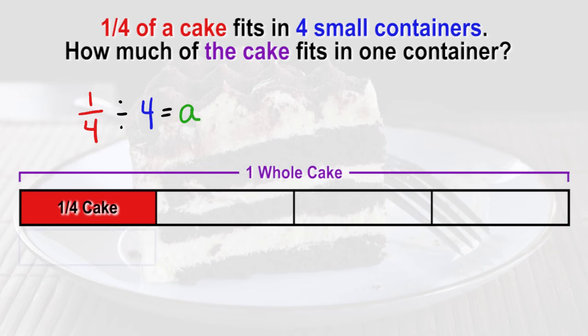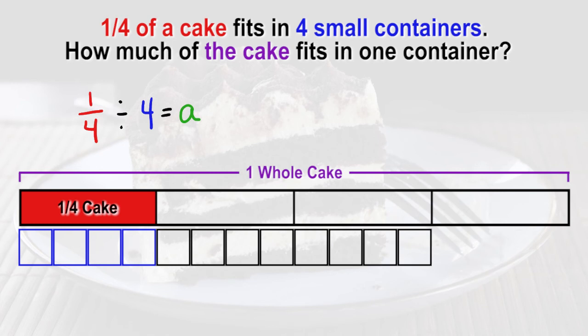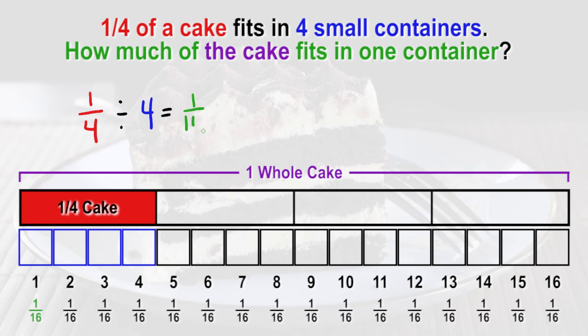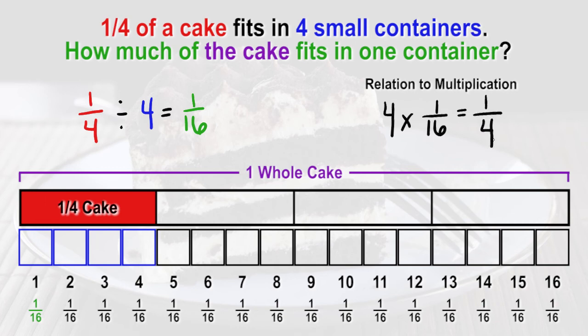Model this step by drawing a rectangle below the 1/4 section and divide the rectangle into fourths to show the 4 containers. In order to find out how many containers are needed to fit the whole cake, duplicate the bottom rectangle 3 more times until it matches with the whole cake. There are a total of 16 containers, so 1 container fits 1/16 of the whole cake. The related multiplication problem would be 4 groups of 1/16 equals 1/4.